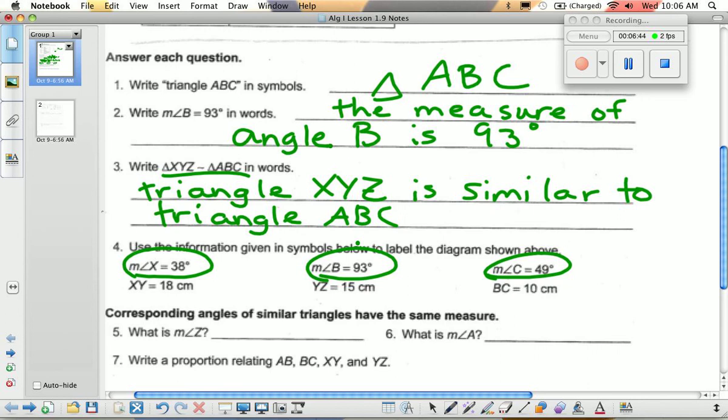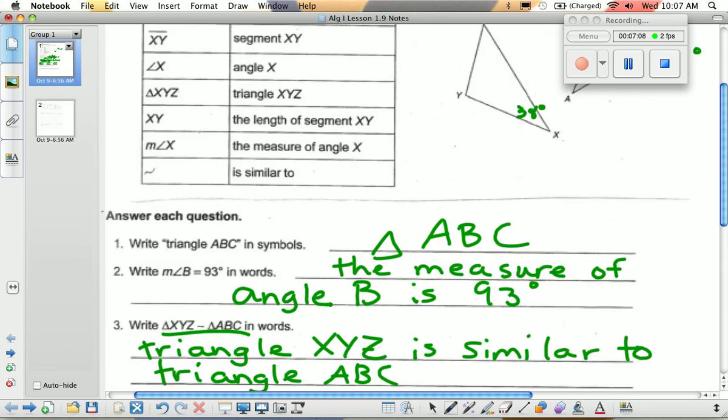What's this saying again? It's really saying the length of segment XY is 18 centimeters. And this one is saying the length of YZ is 15 centimeters and the length of BC is 10. Okay, so let's go up there and get those labeled also.